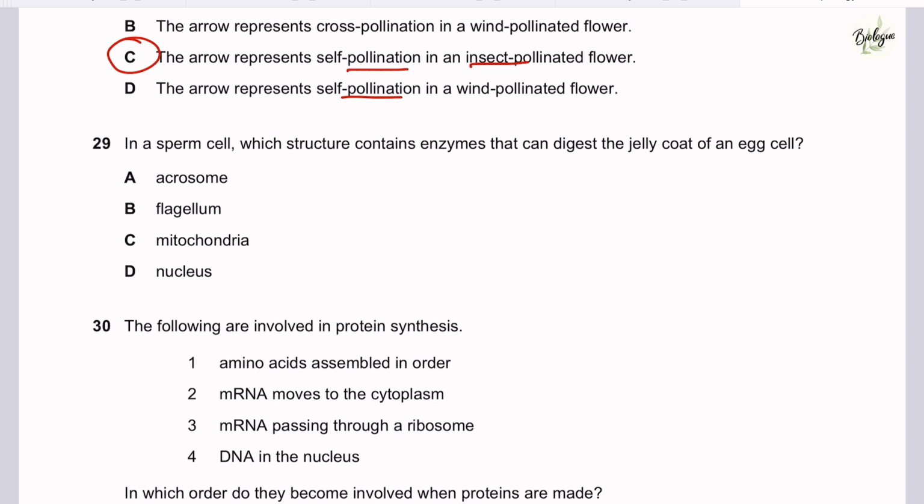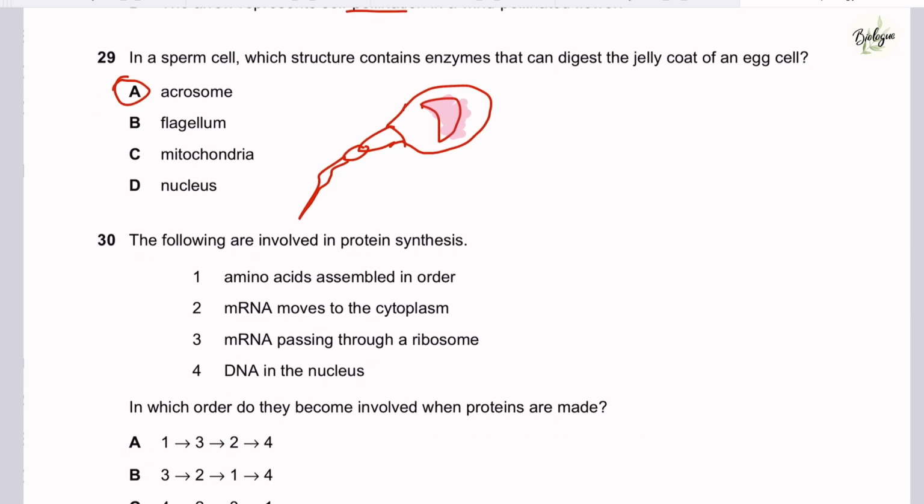Question 29. In a sperm cell, which structure contains the enzymes? Remember, this is the acrosome. It is the structure that looks like this. Excuse my poor drawing skills, but I think you guys get the idea. The acrosome is here. That is essentially what contains the digestive enzymes that can help break down the jelly-like coat of the egg. So the answer is 29A, acrosome.